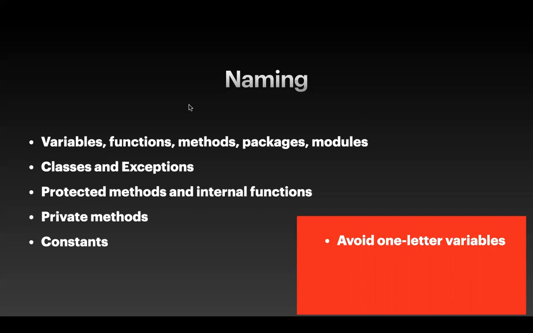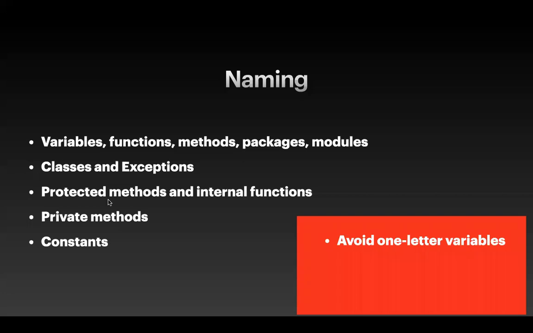So lowercase with underscores is used for variables, and functions can also use lowercase with underscores. Even for methods, packages and modules, we follow only one rule, called lowercase with underscores. Classes and exceptions always start with an uppercase first letter, which is called CapWords. For protected methods and internal functions, we use a single leading underscore. How many of you know this? I'm not sure. When you're using private and protected methods inside Python, we should always use the underscore. So private methods use an underscore, and protected methods also use an underscore.